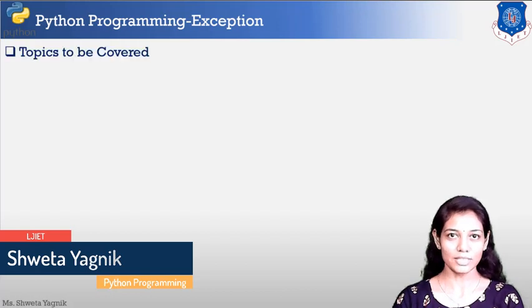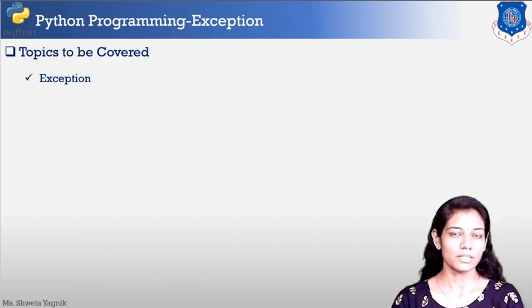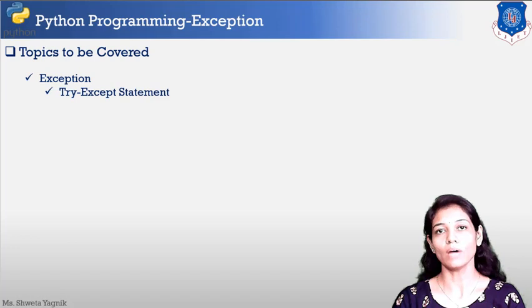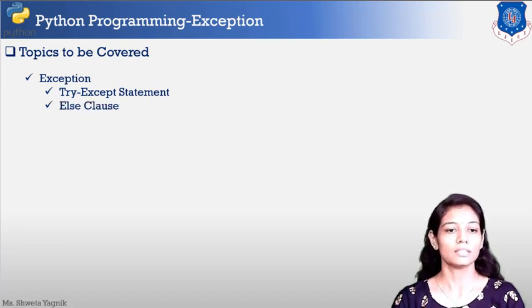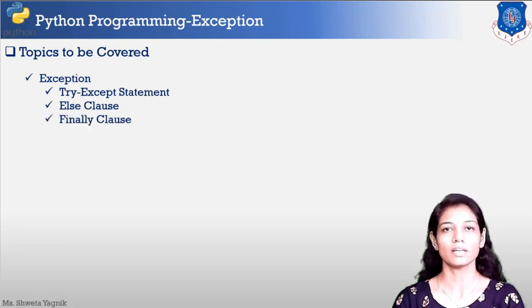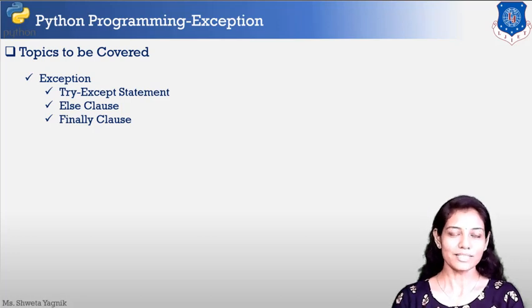Today we are going to see exceptions in Python. First of all we'll see what an exception is, then we'll see how to handle those exceptions using the try and except clause, then we are going to see the else clause, and finally the finally clause in try and except block. So without wasting much time, let's begin.